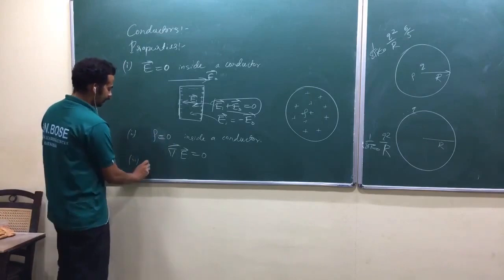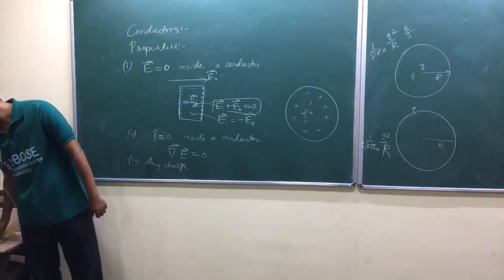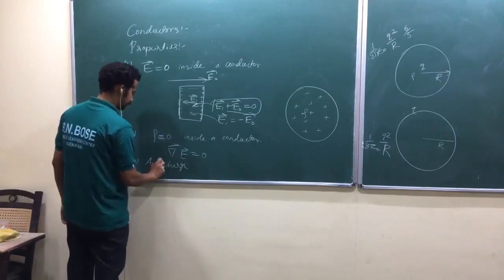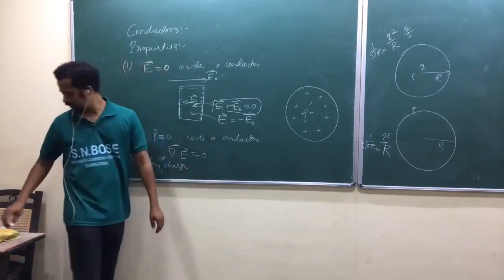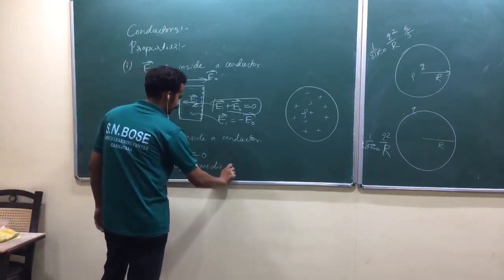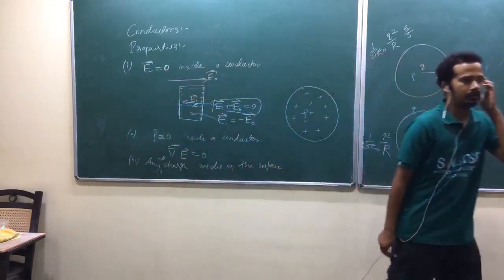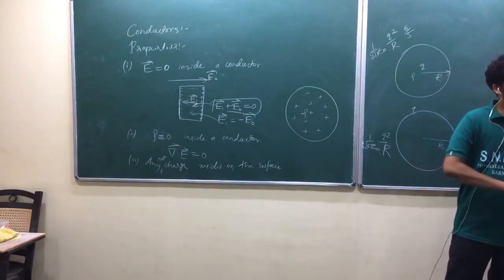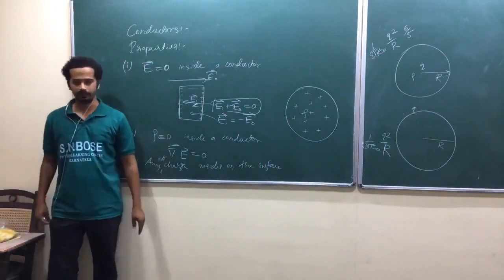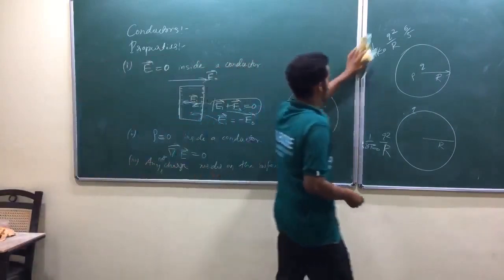Third property: if there exists any charge, any net charge, you better write like that, any net charge resides on the surface. Why? That is the only place. They can't go outside, but they want to be as far away as possible. That's why they will be on the surface. So next one, a conductor is equipotential. Fourth one.